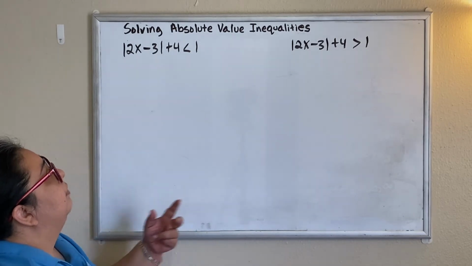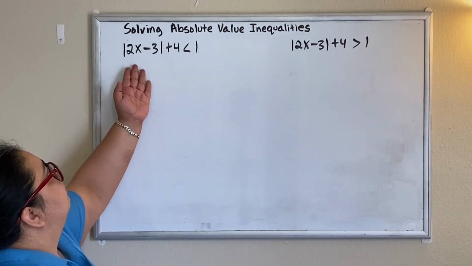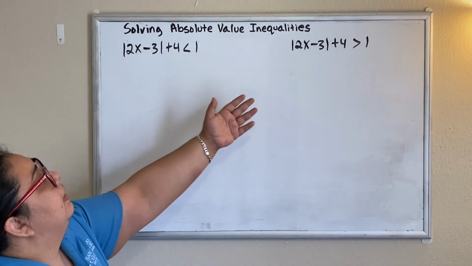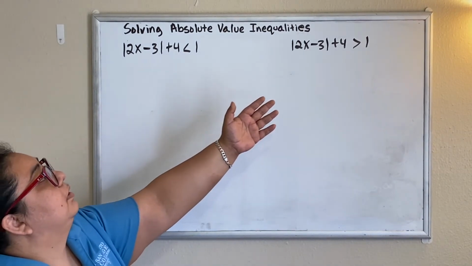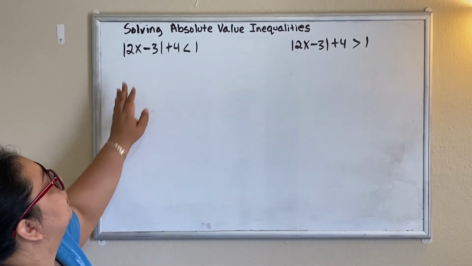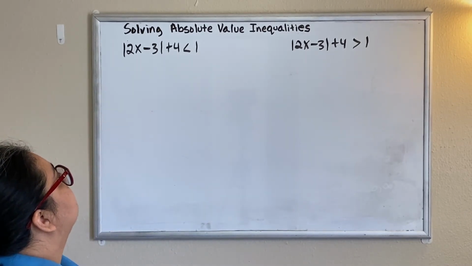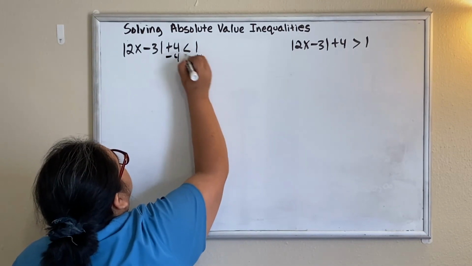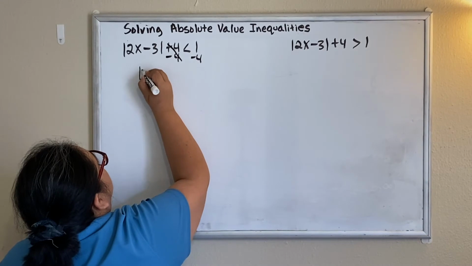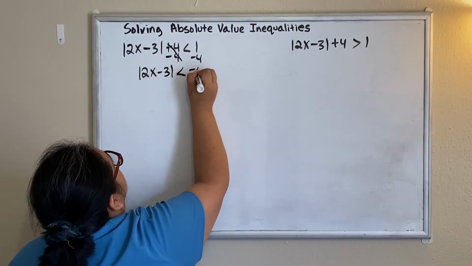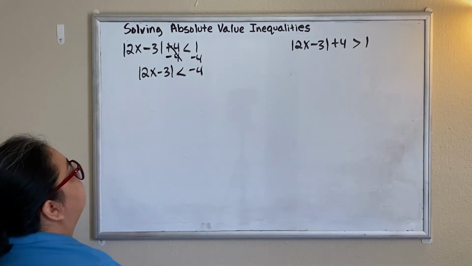Okay, I have two other examples here. I have the absolute value of 2x minus 3 plus 4 is less than 1, and the absolute value of 2x minus 3 plus 4 is greater than 1. So we're going to see the difference here. Now my absolute value is not isolated, so I need to isolate it. So I'm going to subtract 4 from both sides. This eliminates, and I get the absolute value of 2x minus 3 is less than negative 4.